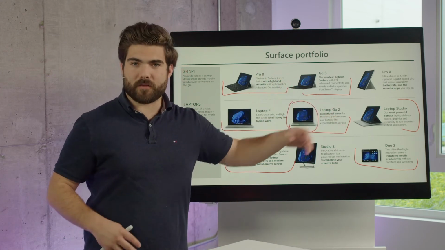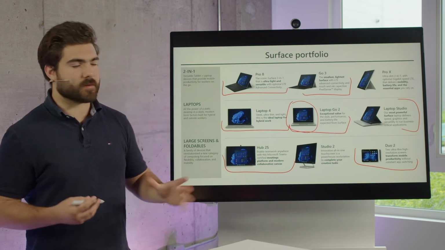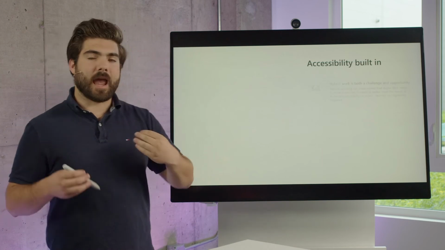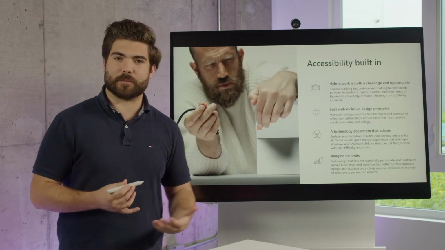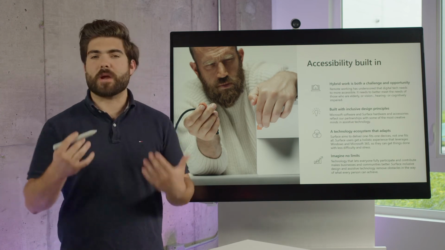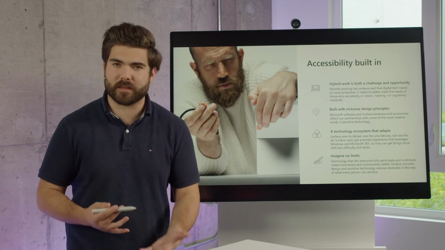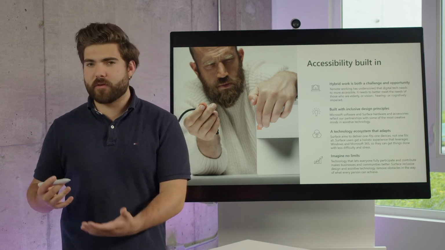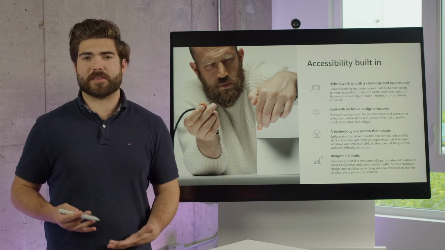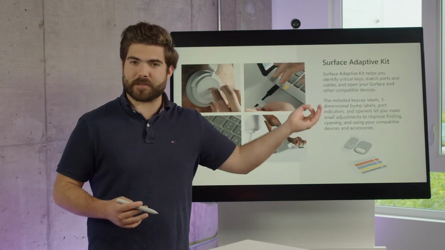Now, when it comes to our devices, while we've put all that TLC into the cameras, into the speakers, into the microphones across the entire family, we also have a commitment to accessibility here at Microsoft and on the Surface team. We understand that not everybody within your organization has the same level of ability. And we want to make sure that everybody, regardless of their ability level, is able to take full control of the Surface device that you provide them with. So we have created things like our Surface Adaptive Kit.